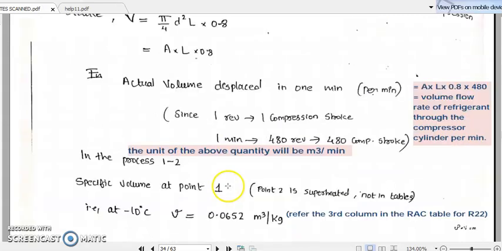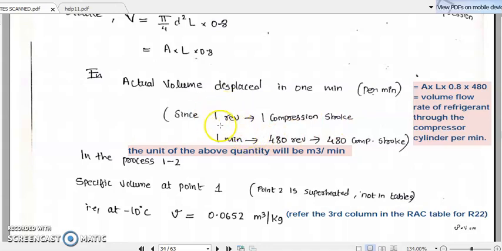But now a little consideration we can follow over here. One revolution of the crank implies there will be one compression stroke. That is, when the crank completes one revolution of its rotation, the piston inside the compressor will have completed one compression stroke. What does that mean?